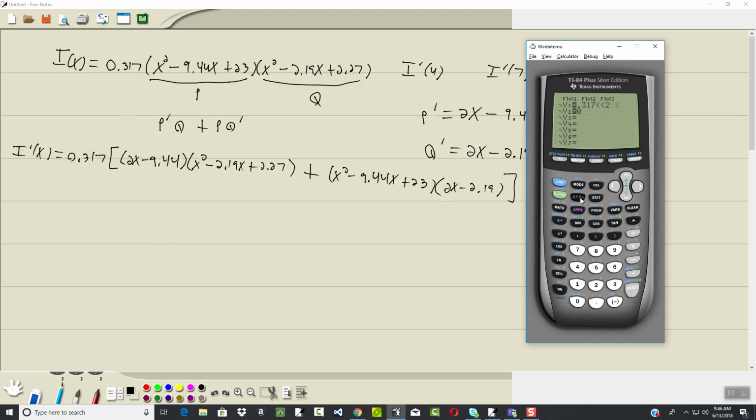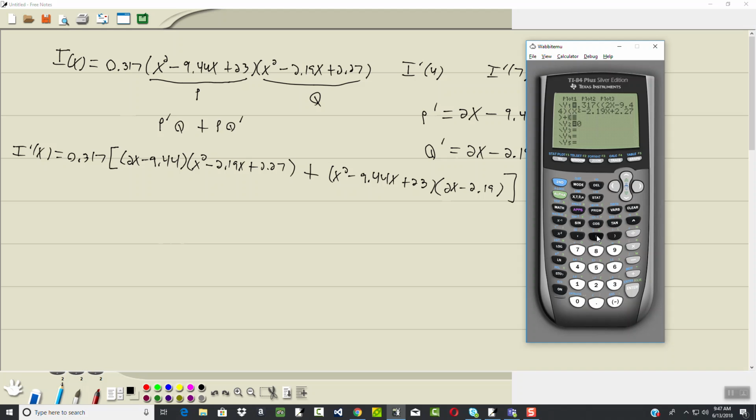So then parentheses, 2x minus 9.44, closing parentheses, beginning parentheses, x squared minus 2.19x plus 2.27, closing parentheses. I'm typing it exactly as I see it.